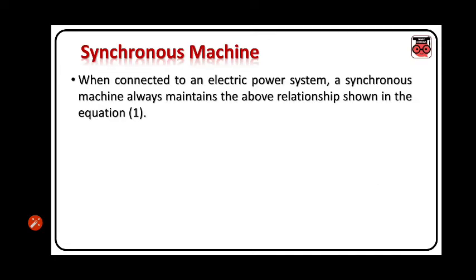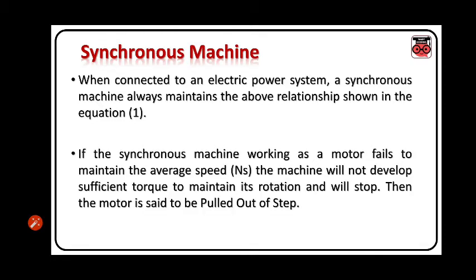When connected to an electrical power system, a synchronous machine always maintains the above relationship shown in the previous equation. If the synchronous machine working as a motor fails to maintain the average speed Ns, the machine will not develop sufficient torque to maintain its rotation and it will stop. Then the motor is said to be pulled out of step.